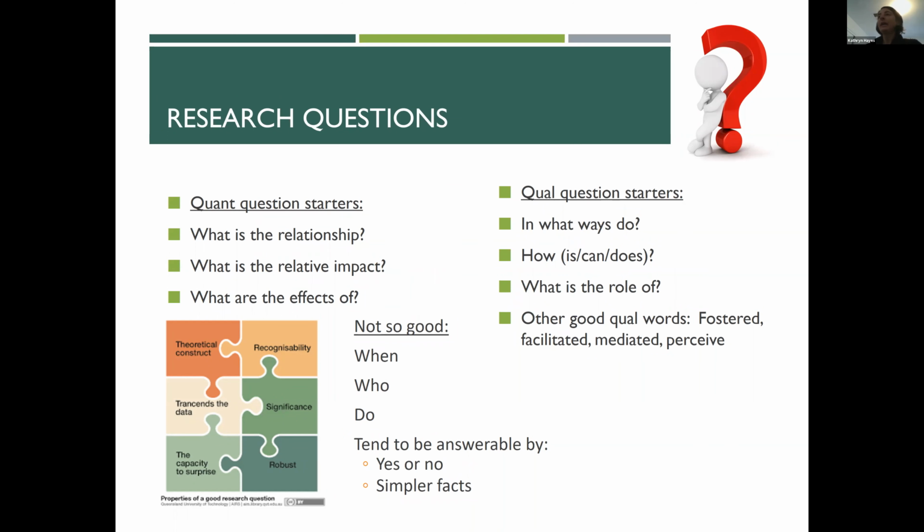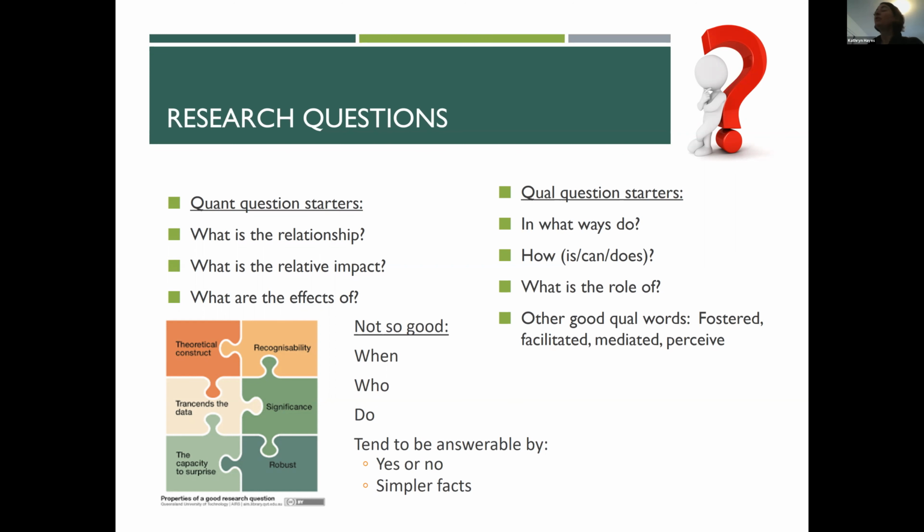Okay, so again, just emphasizing some starters, and I'm hoping you're really filling a page with research questions here. Really, if you haven't, pause and brainstorm some research questions. What are you interested in? Again, quant question starters can be, what is the relationship? What's the relative impact? What are the effects of? To what extent? Qual question starters are, in what ways do? How is, or how can, or how does? What is the role of? And other good qualitative words are fostered, facilitated, mediated, perceived. These aren't starter words. These are words you might use in the question.